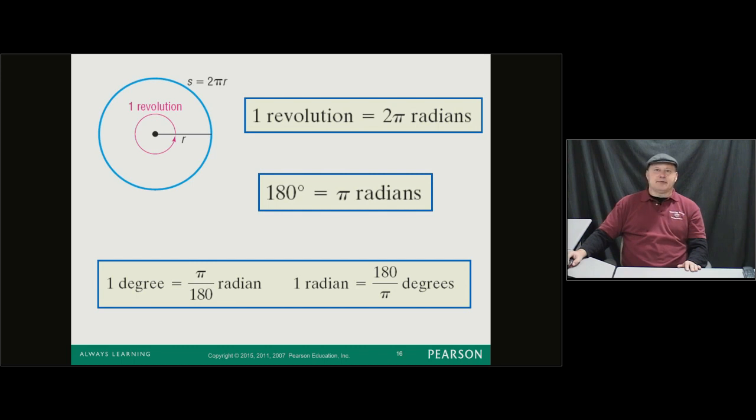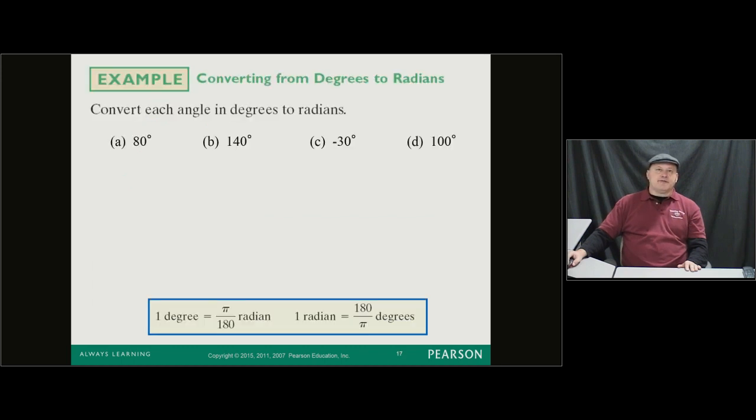And let's give you some examples of those. So convert each angle in degrees to radians. So 80 degrees, you multiply that by pi over 180, which is 80 pi over 180. Reduce it down to 4 pi over 9. Part B, 140 degrees is 140 times pi over 180, which is 140 pi over 180, which reduces down to 7 pi over 9. So that's 7/9 of a pi.